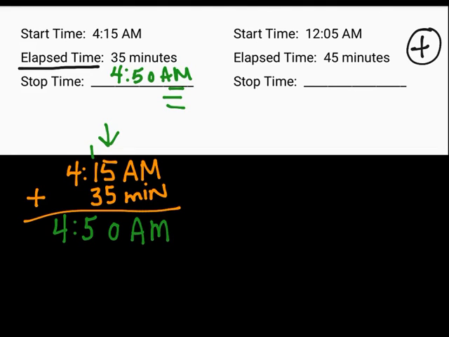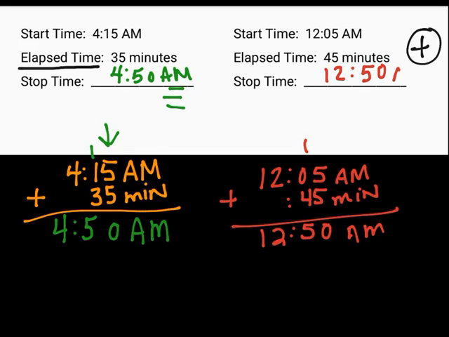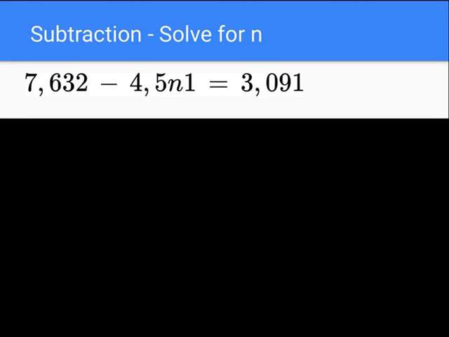Okay, for our second problem, we start at 12:05 a.m. The time elapsed is 45 minutes. Okay, 5 plus 5 is 10. Carry my 1. 1 plus 4 is 5. Nothing in the hours. So this will end at 12:50 a.m. Okay? All right, let's go into our subtraction box.